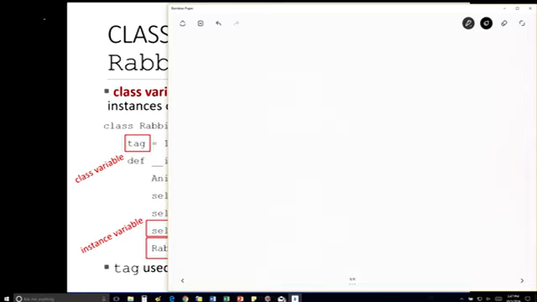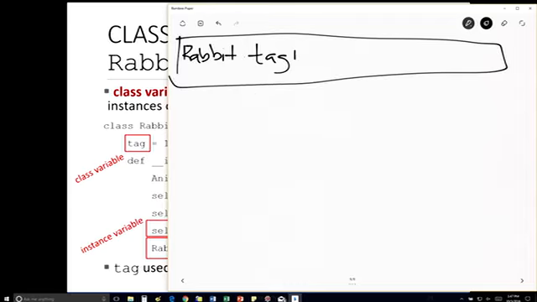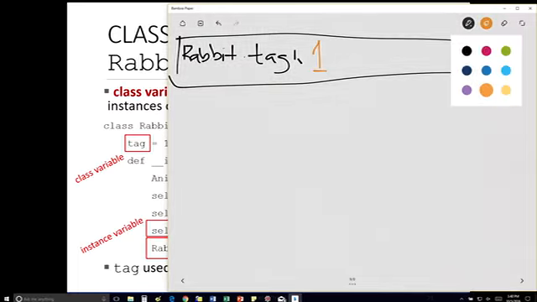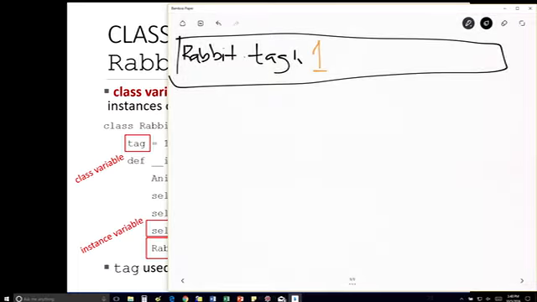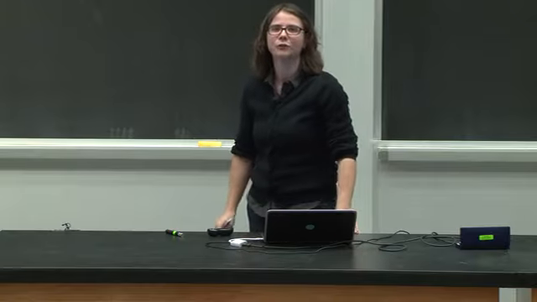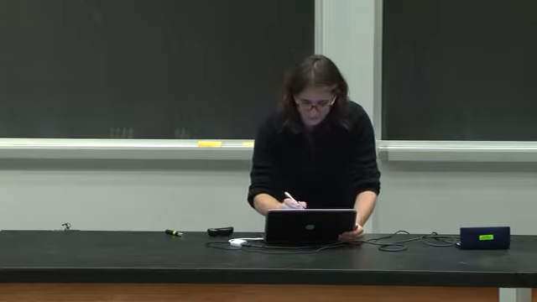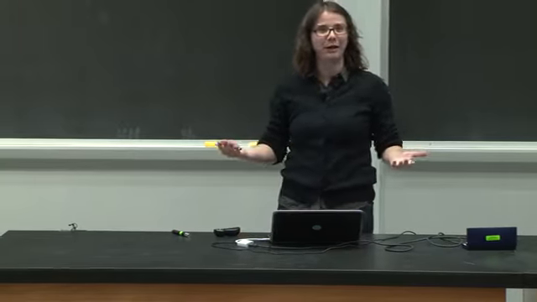So let's say I have Rabbit.tag here. Initially, tag is going to be 1. And then I'm going to create a new rabbit object, as I'm calling the code. So let's say this is a rabbit object. Oh boy. Okay, r1. You know, I actually Googled how to draw a rabbit, but that didn't help at all. So r1 is going to be a new rabbit that we create.